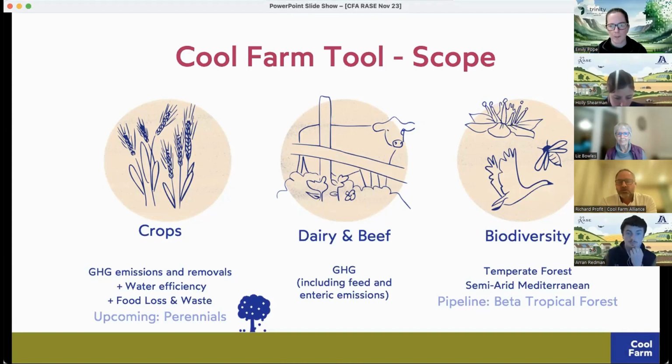And we also have a biodiversity pathway for measuring whole farm biodiversity metrics for a number of biomes around the world. Obviously, the UK is one of those. Now, the Cool Farm Tool itself is used in 150 countries, so we're a global tool, which is also used for supporting the global supply chain.